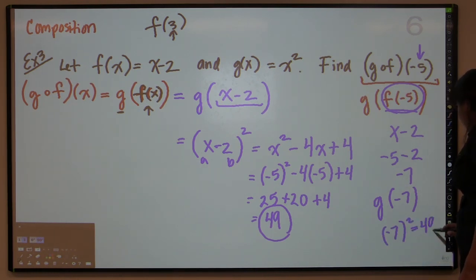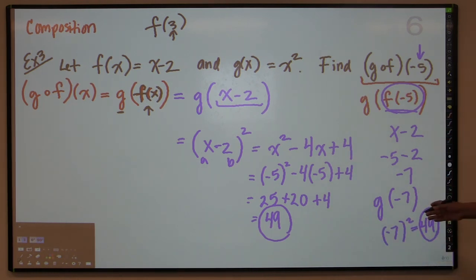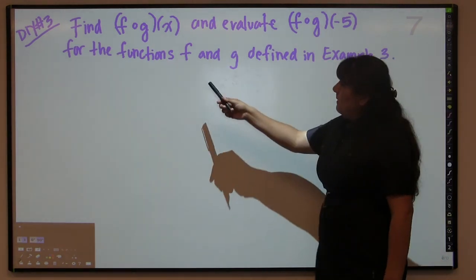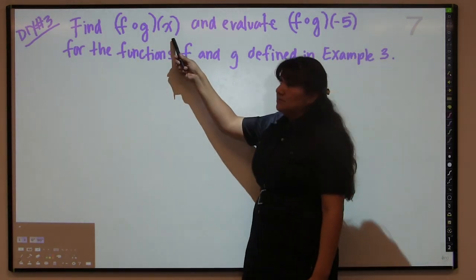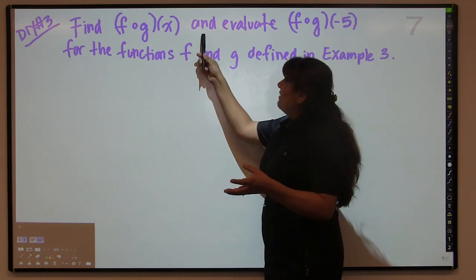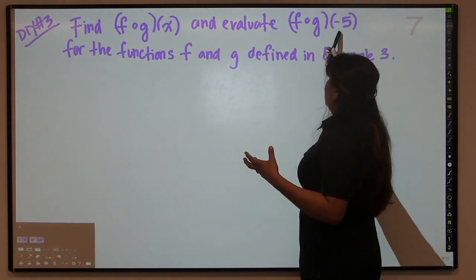Now, that might seem easier, and it is, than what I did earlier, but like I said, at some point they're going to ask you to do it this way. They're not going to give you a negative 5. It's just going to say x here. You're going to have to know how to do this. Okay, so for example, in the one that you're doing next, you can see here that it says find f of g of x. So they want you to find that first part that I did, and then afterwards it says evaluate for negative 5.